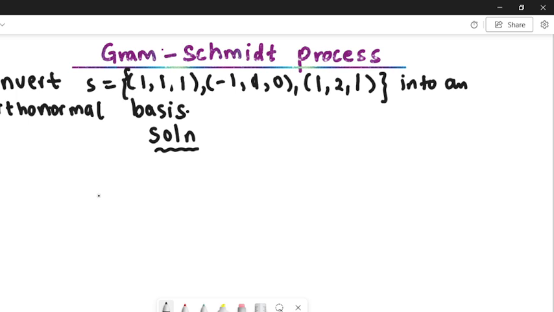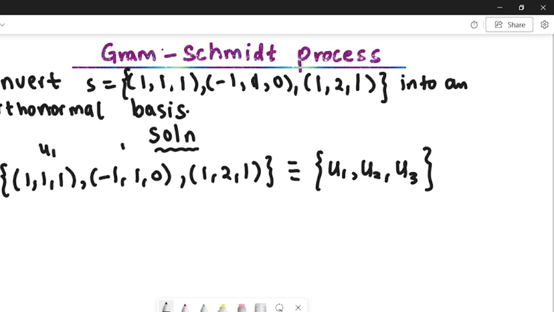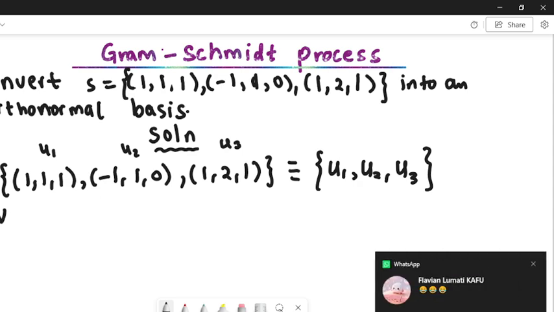So the first thing is we're going to say that our S is equal to (1, 1, 1), (negative 1, 1, 0), and (1, 2, 1). So this is equivalent to U1, U2, U3. This is U1 here, we have U2 and U3. So fast forward, we find V1.